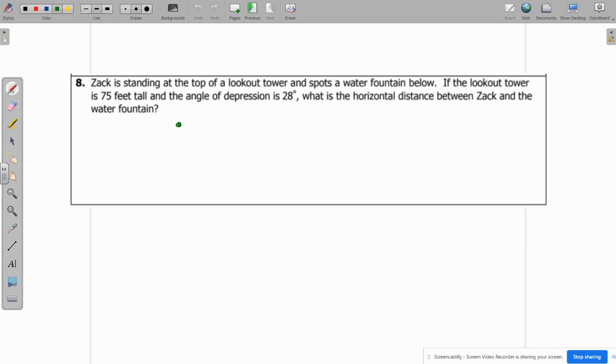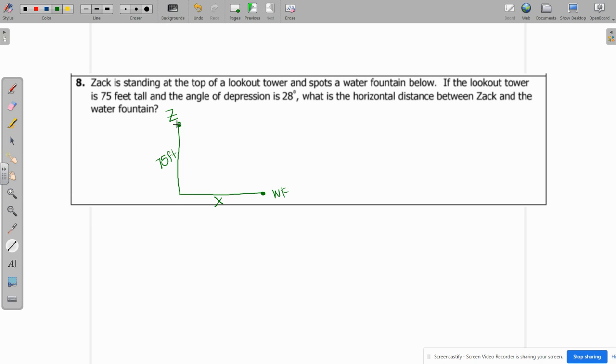So let's say here is Zach. He's on the top of a lookout tower. So here's our tower, and it says the tower is 75 feet tall. And then over here on the ground is the water fountain. And we're looking for the horizontal distance between Zach and the water fountain. So the horizontal distance would be this distance here that I'm drawing in. So I'm looking for that distance.